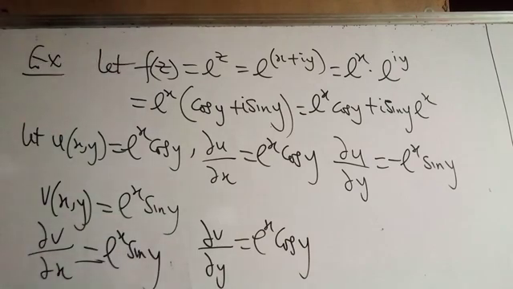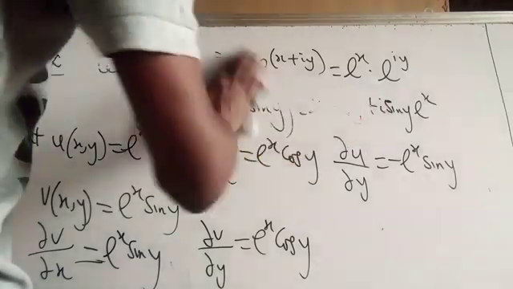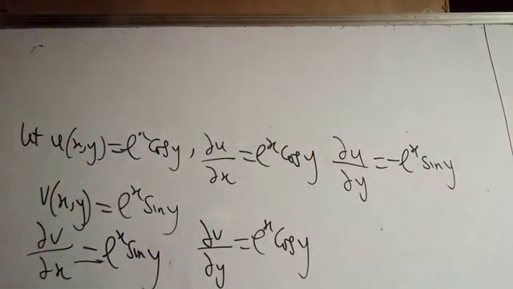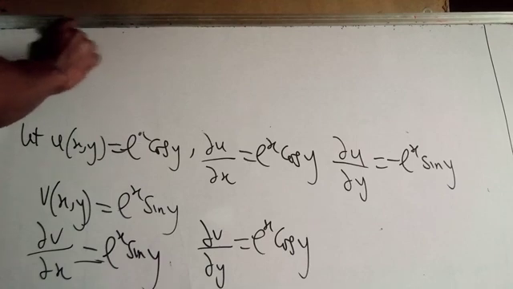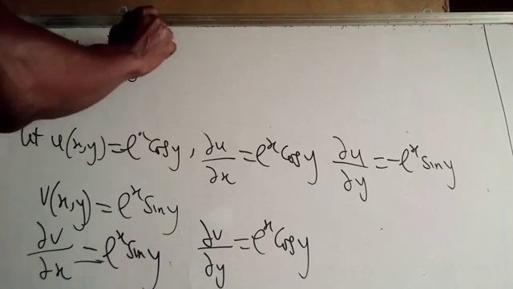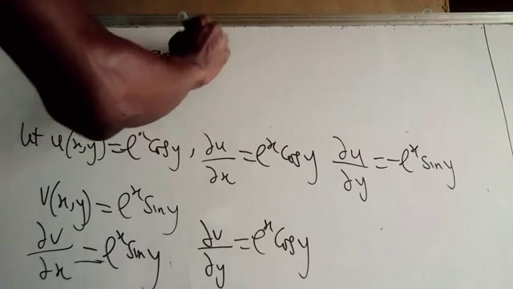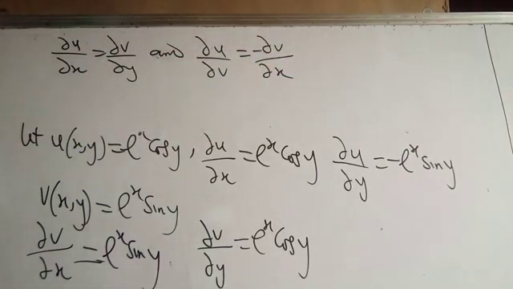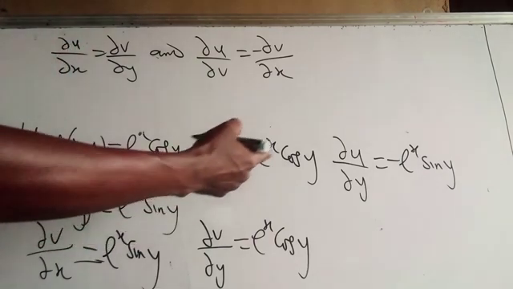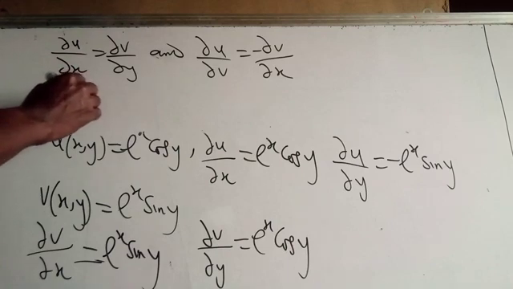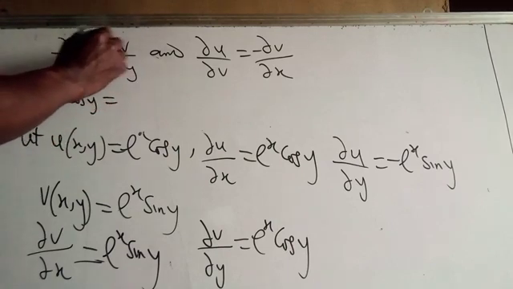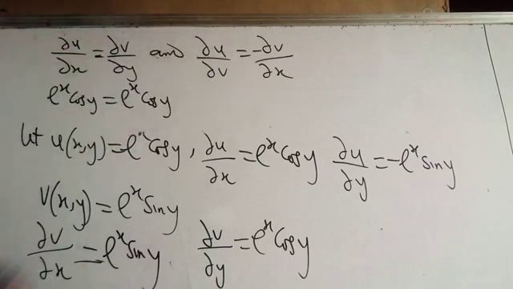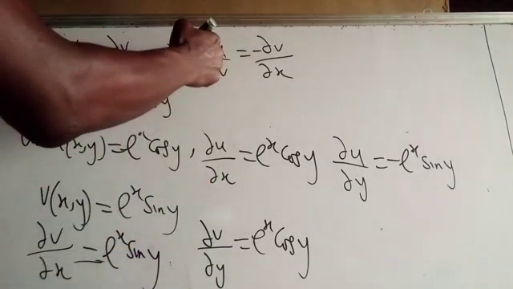Let's now check using our Cauchy-Riemann equations. Let me clean this so that I won't have to repeat that again. We want to check whether the partial derivative of u with respect to x is equal to the partial derivative of v with respect to y, or the partial derivative of u with respect to y is equal to minus the partial derivative of v with respect to x. Let's check. The du dx was exponential x cos y. Is it equal to dv dy? Our dv dy is, wow, exponential x cos y. That is satisfied.